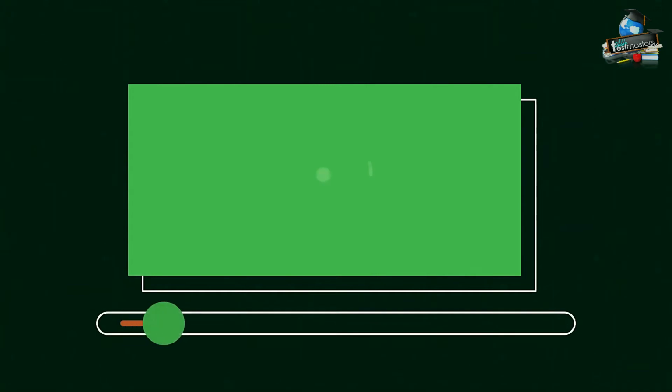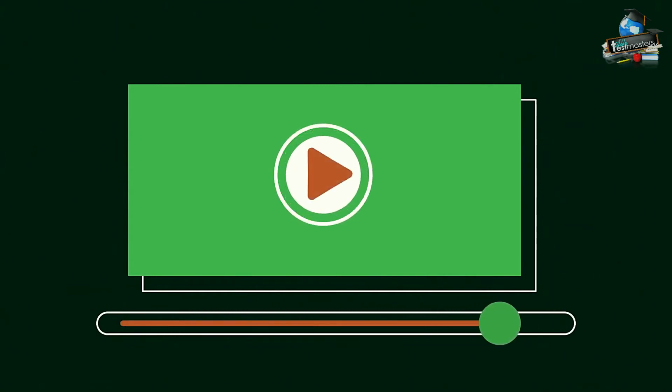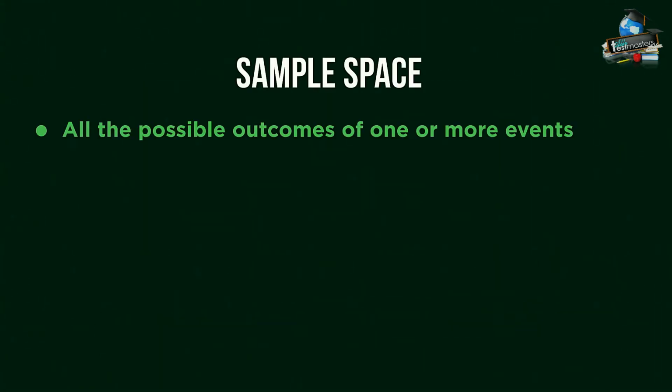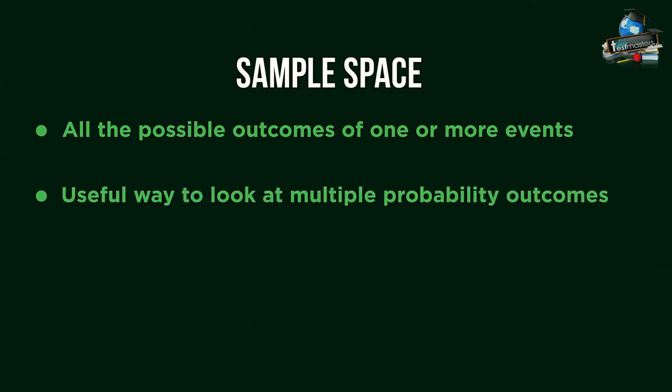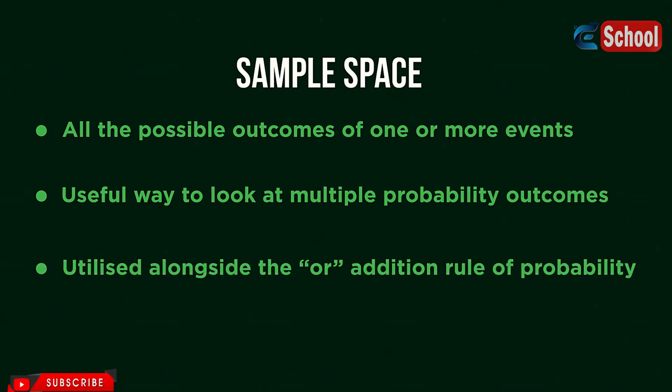In this video, we are going to look at a way of visualizing outcomes from a set of probability events. A sample space shows us all the possible outcomes of one or more events. A sample space diagram is a useful way to look at multiple probability outcomes and can be utilized alongside the OR addition rule of probability.